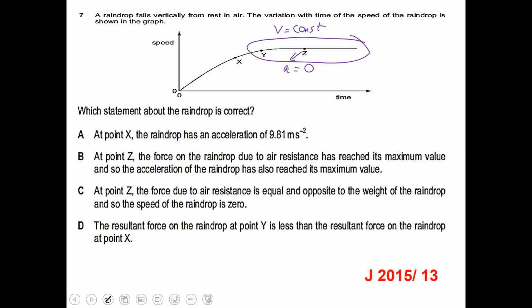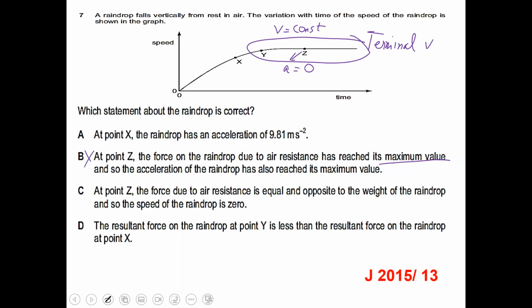Now, I have marked the point on the graph. Is B right or is B wrong? Read B again. At point Z, the force on the raindrop due to air resistance has reached its maximum value. Look at the marking I have made. What is the acceleration at Z? The acceleration at Z is 0. It's a case of terminal velocity. The acceleration at Z is 0, but he says maximum, so this is wrong.